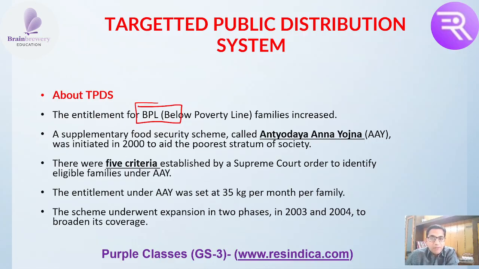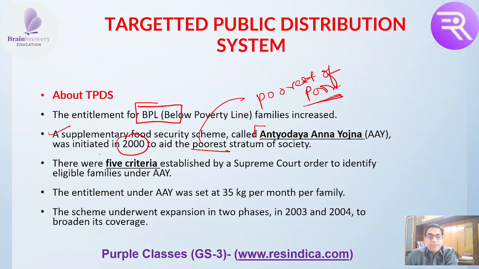Okay? And along with that, a supplementary scheme of food grain has been launched that is called Antyodaya Anna Yojana. That was initiated in 2000. That is for the poorest of the poor people. Under that, 5 categories have been set by the Supreme Court to identify who are the eligible people under all these categories.